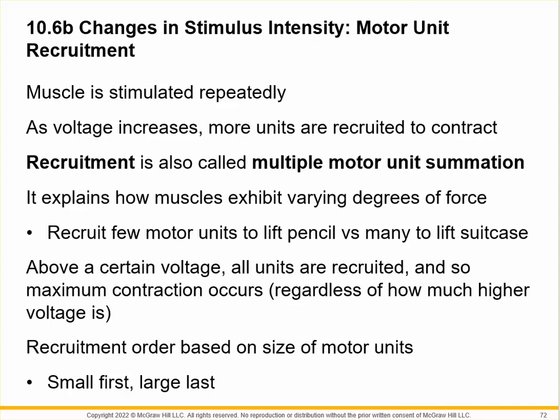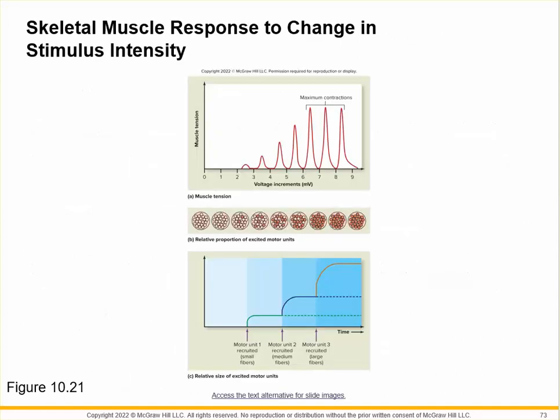The way that we recruit motor units is based on the size of the motor units. Small ones are the first to be stimulated, the large ones are the last. And we build up pressure until we can accomplish what we're planning to accomplish. So motor unit 1 gives you this much tension, add 2, and you get that much, add 3, and you get this much, and you have stronger and stronger contractions.